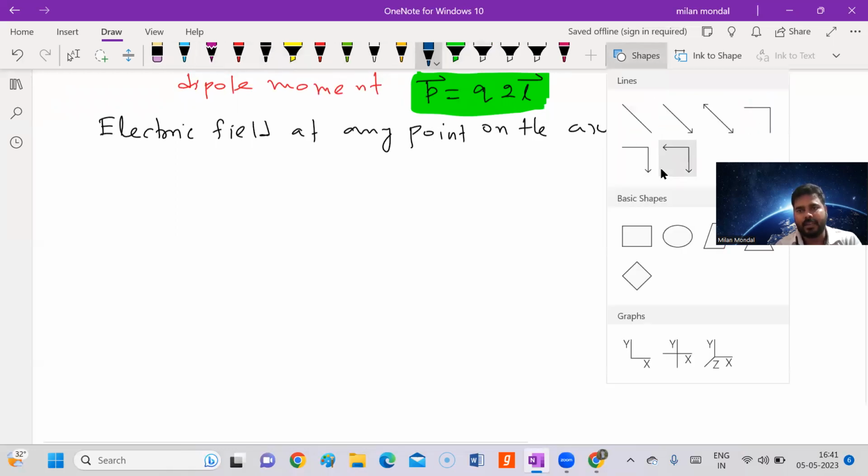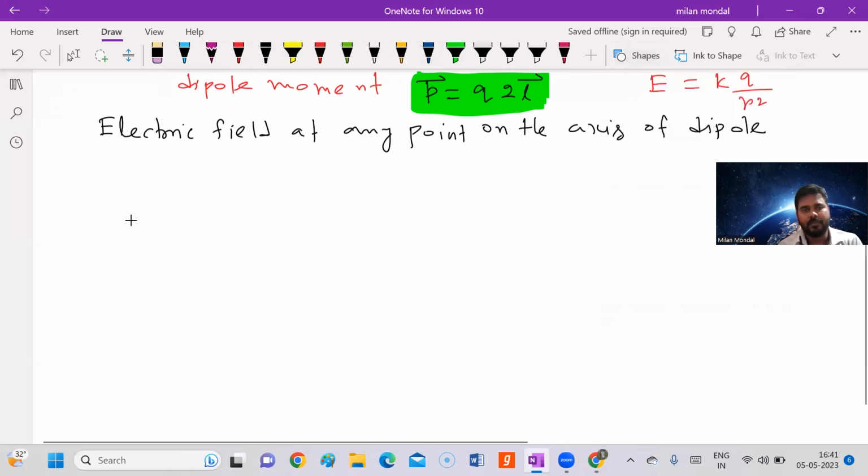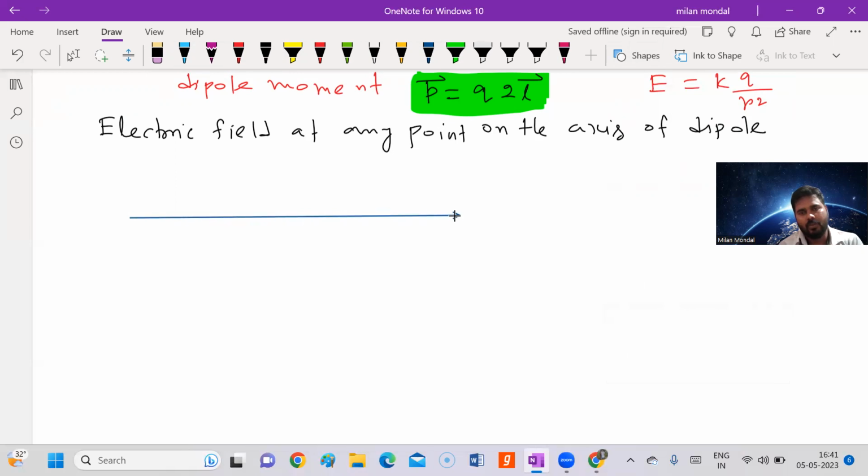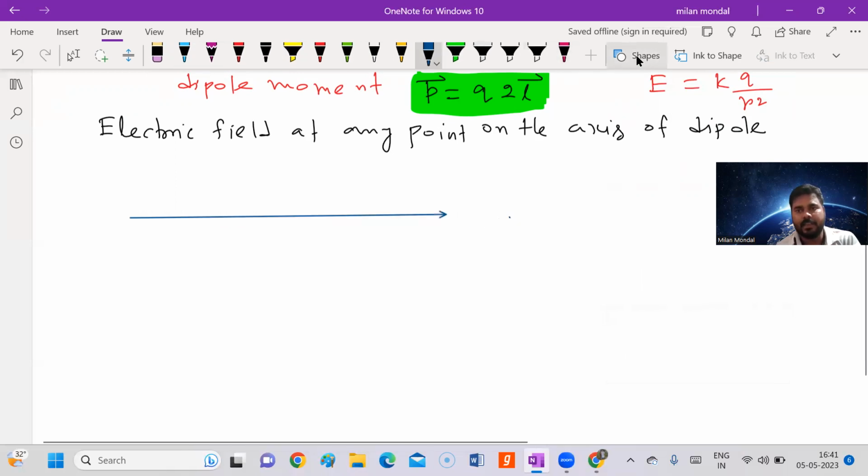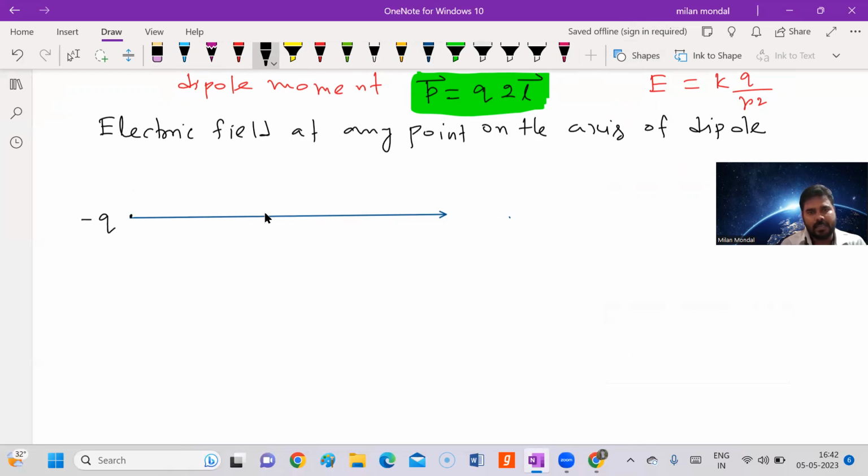So first we are drawing the diagram of a dipole as we have already shown. We are enlarging this because we are also considering the distance where we have to find the electric field. So here we are taking our minus q charge. Again, after some distance 2L, we are taking the plus q charge. And the middle point we are taking to be O. And we know from minus q to O is L distance, and from O to plus q again L distance.